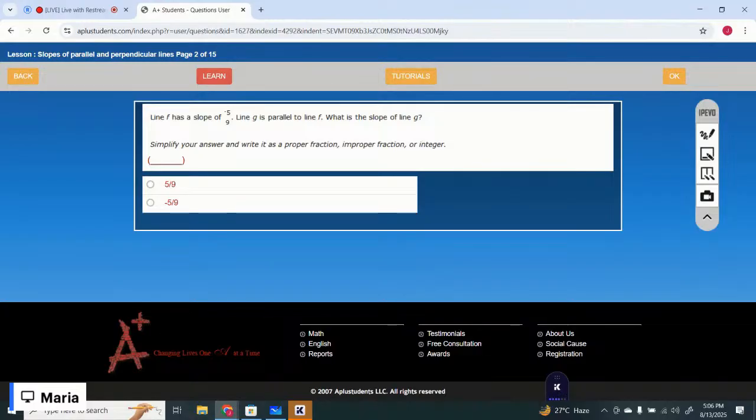Line F has a slope of negative 5 by 9. Line G is parallel to line F. What is the slope of line G? So line F and G are parallel. Parallel lines have exactly the same slopes. So line G has a slope that is negative 5 over 9.